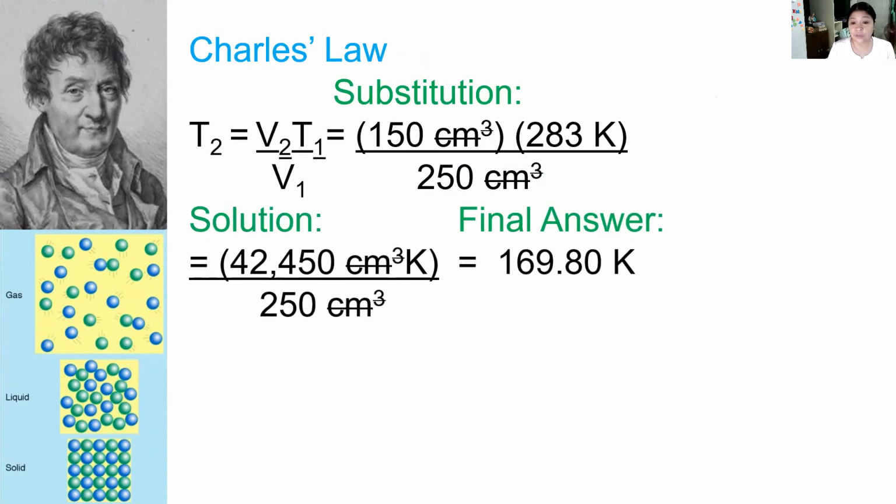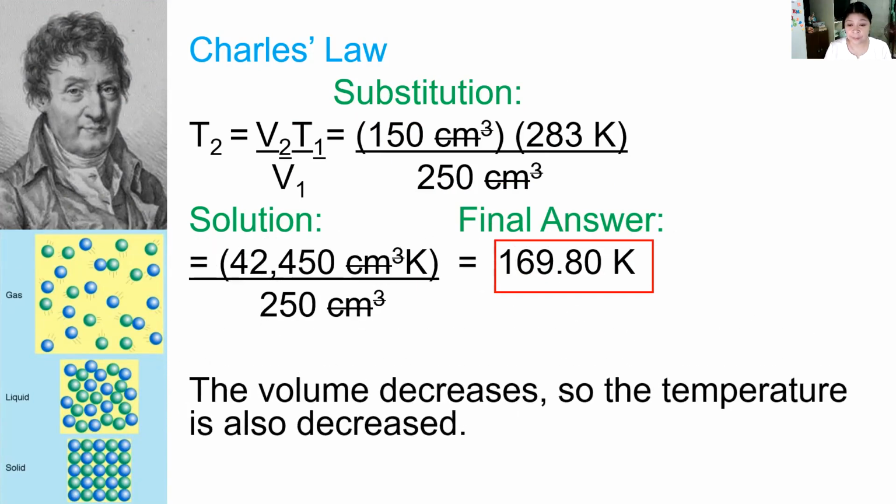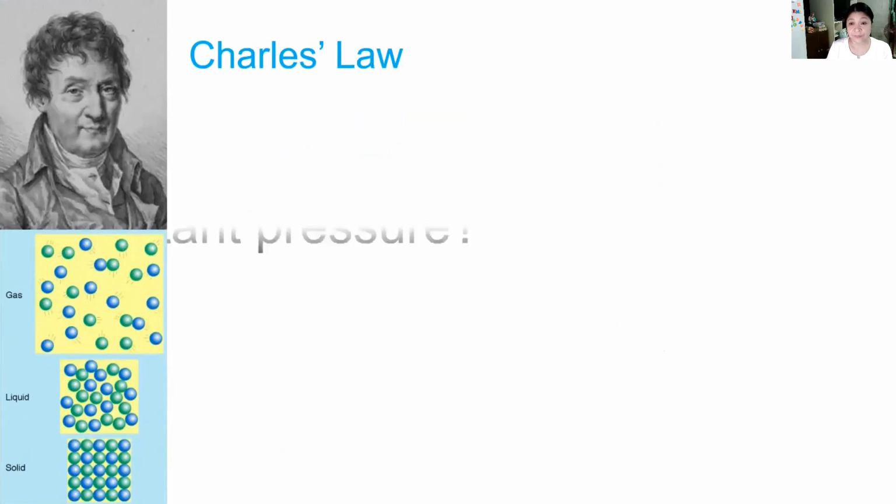Our answer is 42,450 centimeter cube Kelvin divided by 250 cm cube. Cancel the unit cubic centimeter. Our final answer is 169.80 Kelvin. The volume decreases, so the temperature is also decreased.